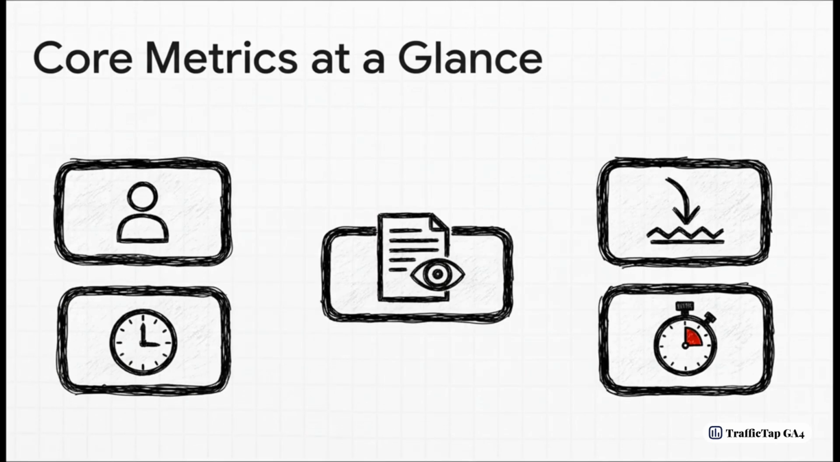And what kind of data are we talking about? We're talking about the vital signs of your web page. How many users have stopped by, how many sessions they've had, and the bounce rate, which is basically how many people leave after just seeing that one page. These are the core metrics you'd normally have to dig for, and now they're just there, instantly.